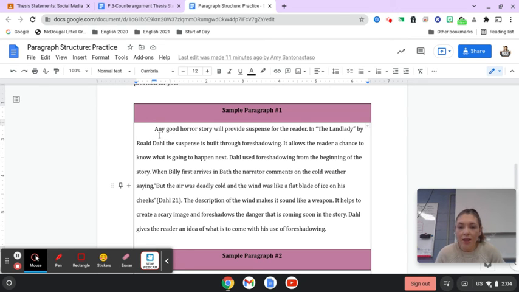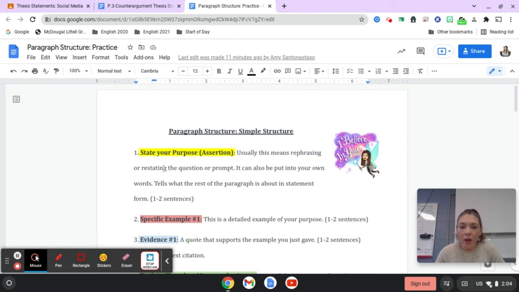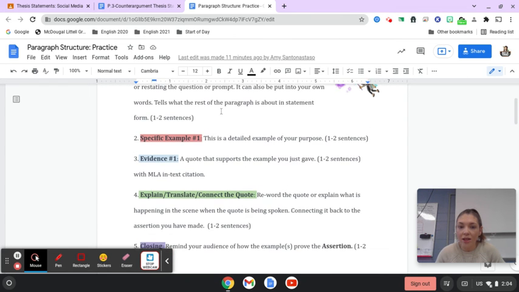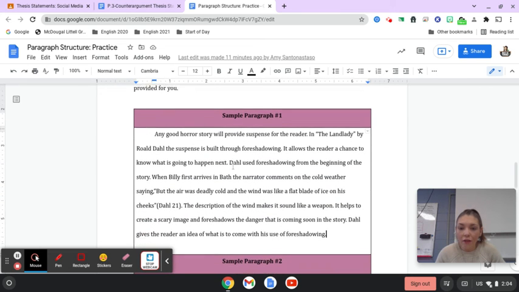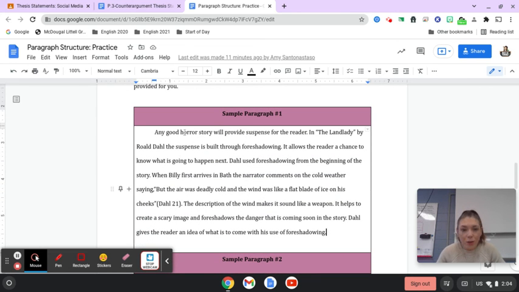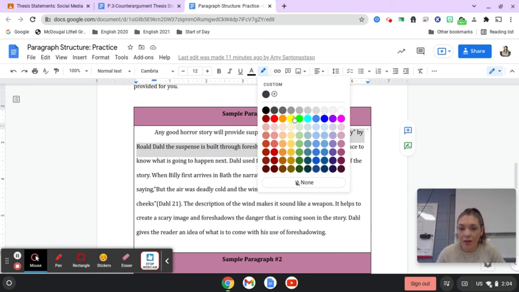So I want you to notice that while we have state your purpose, your assertion, this is going to tell what the rest of the paragraph is about. You're looking for specifics in here. So this first sentence isn't as specific, but if you wanted to highlight it to include it in the assertion, I would not take points off. But if you were going to be very accurate, this would be the assertion.